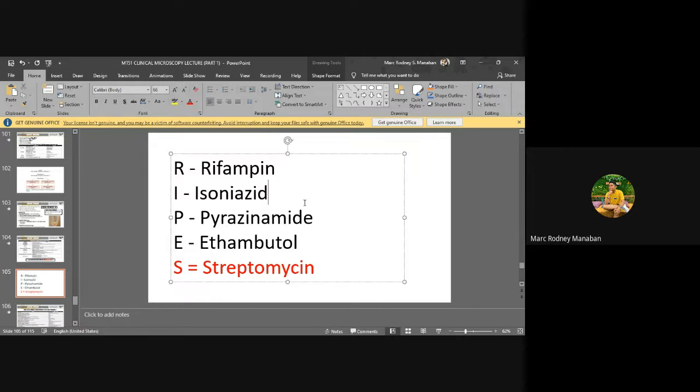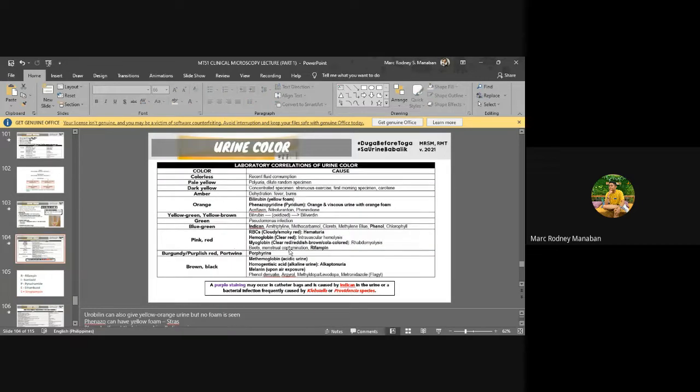All right? So again, rifampin: what is its characteristic color? Red, no? Pink or red. Next, you have burgundy or purplish red or port wine. Who remembers that? Porphyrins, no? So how do you remember? Port wine, porphyrins. See?